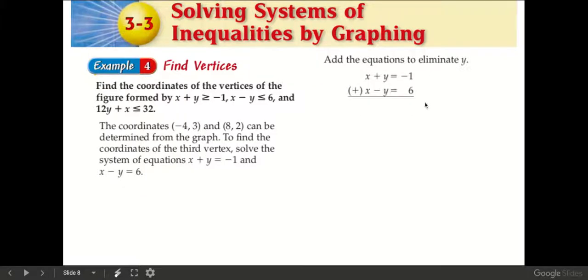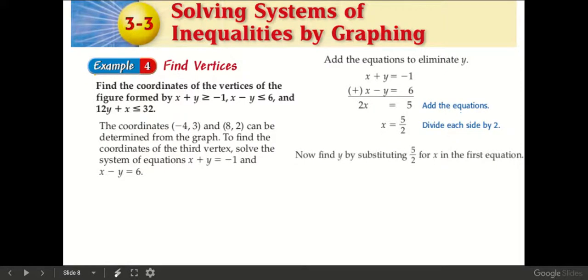So here's my elimination problem set up using those two equations. I know x plus x would give me 2x. Positive y plus negative y makes 0. And then -1 plus 6 makes positive 5. And so now I can just solve for x. If I divide both sides by 2, I get x equals 5 over 2. So that's just a fraction, I can leave it like that. You could write it as 2.5, but not necessary. So now we've solved for the x coordinate. Now what's left? Solve for the y coordinate.